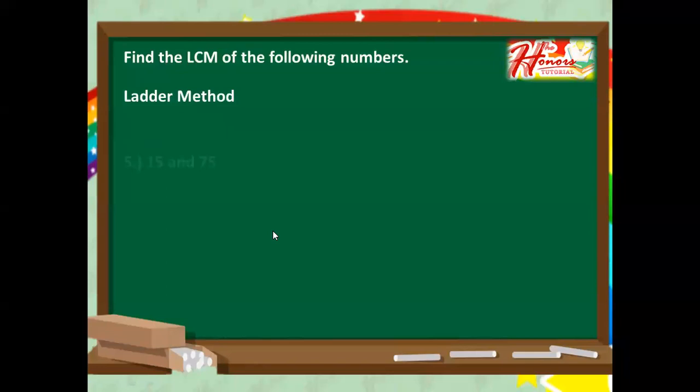Next, how about 15 and 75? Same process. Let's write our solution here. So we have here 15 and 75. So just think of a prime number that can divide 15 and 75 at the same time without remainder. We can use 5 here. So 15 divided by 5, that's 3. 75 divided by 5, that's 15.